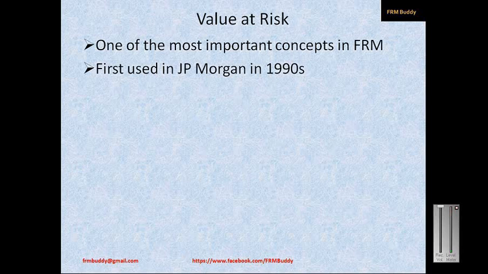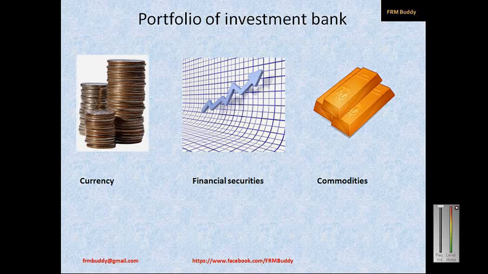Now, if you consider the portfolio of any investment bank, the investment bank trades in various asset classes such as currency. They trade in financial securities such as bonds and stocks. They also trade in commodities such as crude oil and gold and metals and things like that. In addition to that, the investment bank would also trade in the financial securities from the emerging market, and there are a number of desks which are devoted to the trading of all these different asset classes.